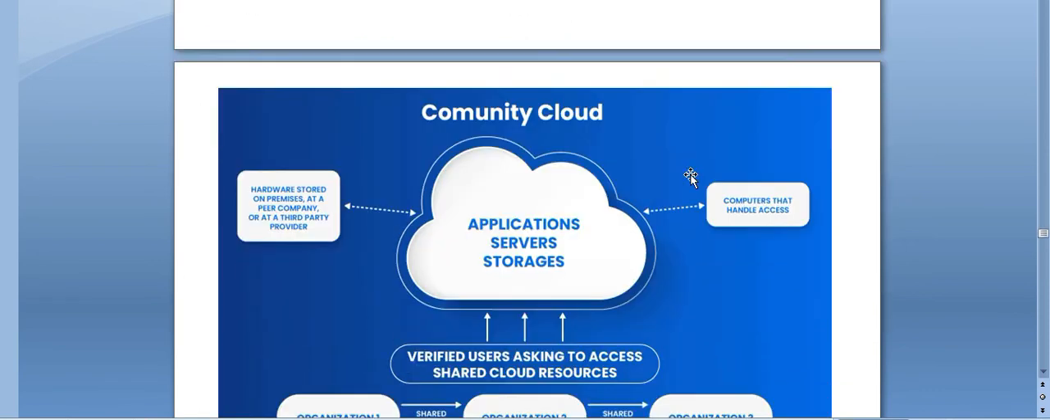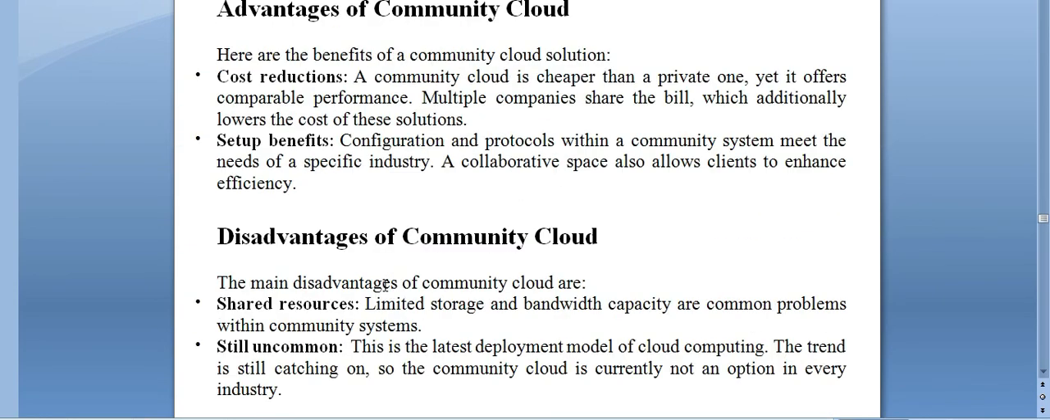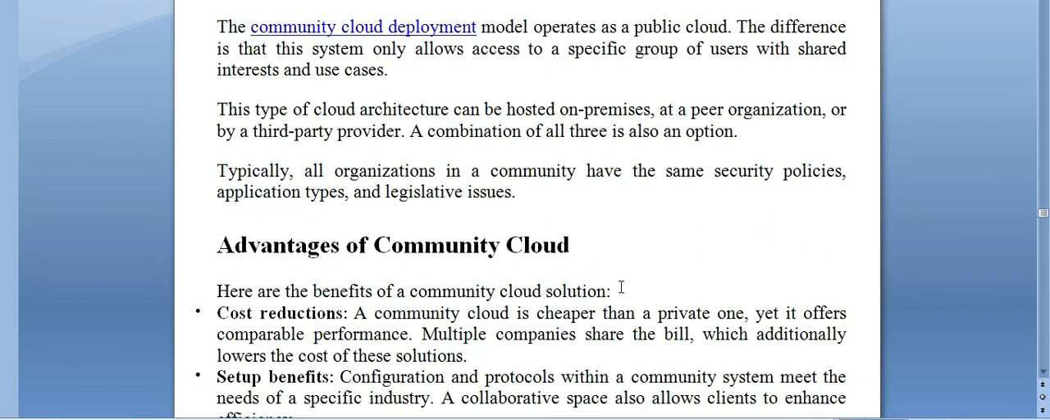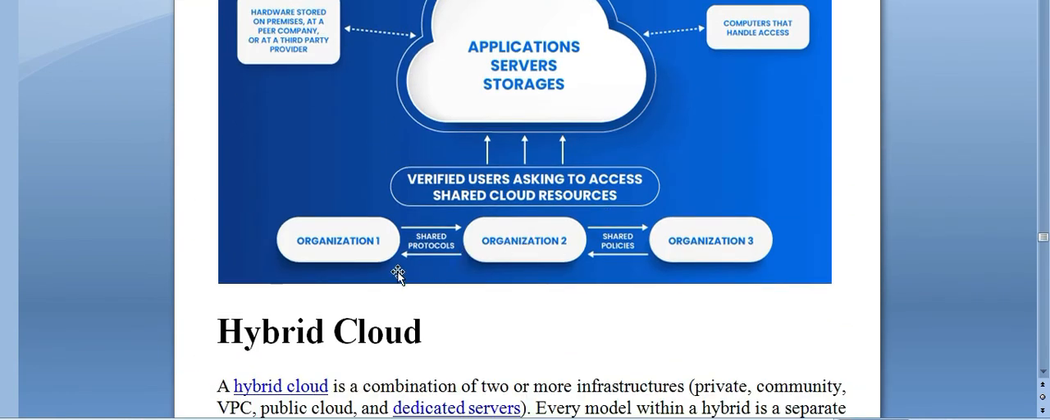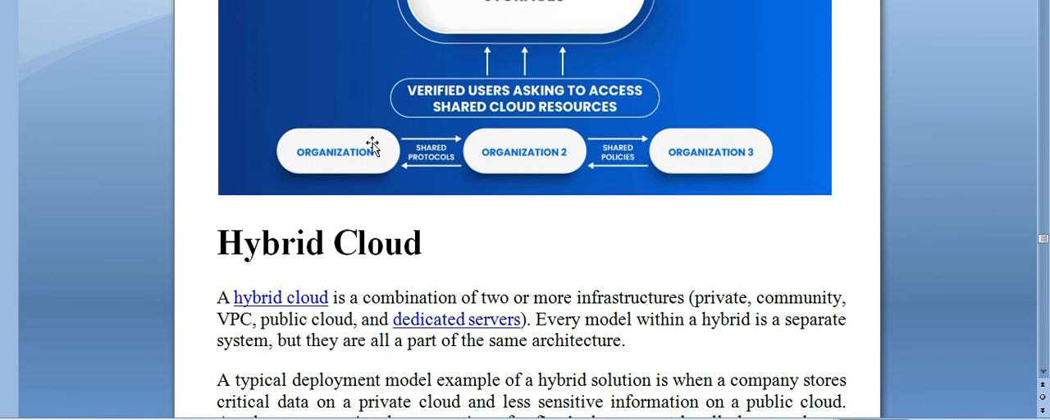Okay, here you can see community cloud applications, server storage here, verified users asking to access shared cloud resources. Different organizations are there here. So these are a group, one specific group, with shared protocols, different protocols and rules, and some shared policies, so that they access the cloud service, and computers that handle the access. There is hardware stored on premises at a peer company or at a third party provider.